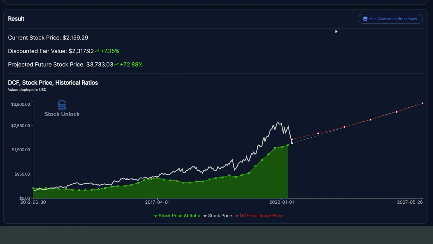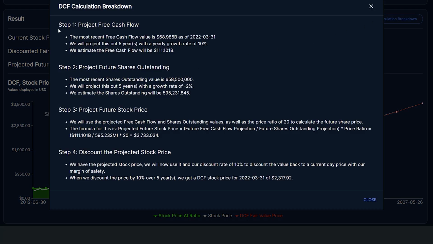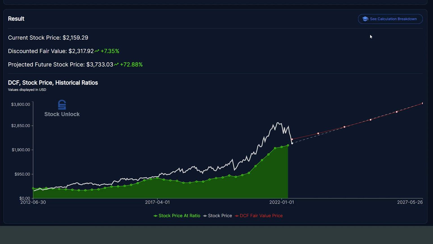And if you ever are curious about how we do our calculations and you want to see the full breakdown of the calculation, you can click this button right here, the calculation breakdown, and we will explain every single step of the DCF calculation so that you can better understand how we come to this conclusion and also better understand how all of the inputs affect the final outcome. These steps are just really good to know and understand as well. So again, if you do want to understand how these calculations work, just click this button right here.